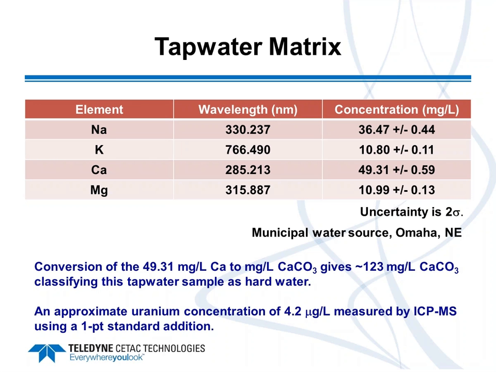We then took this same tap water and we spiked it with a known amount of uranium, and were able to do a quick measurement using the Thermo iCAP Q ICP-MS, and came up with an approximate uranium concentration in the tap water of around 4 parts per billion.